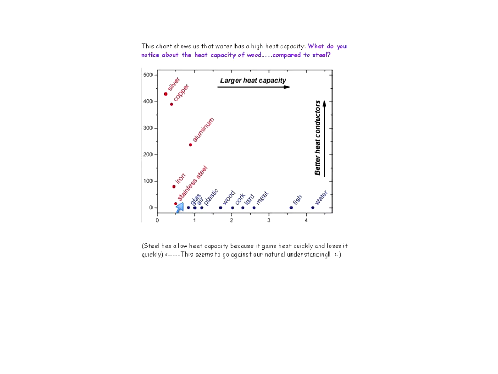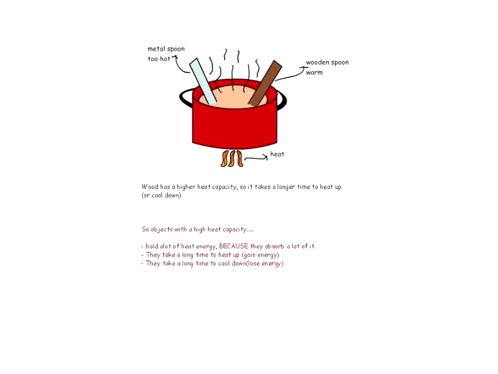Okay, so I know when you first hear about heat capacity, you think, oh, it's got to be steel that has a high heat capacity, but it actually has a low heat capacity. So I just wrote down here, it seems to go against our natural understanding. But if you think about it, if heat capacity is something that takes a long time, then steel has a low heat capacity because it takes a short time to heat up.